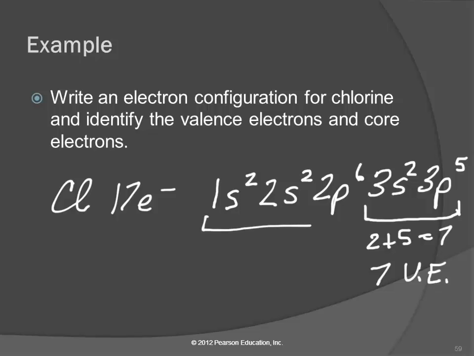Okay, so then these guys over here are the core electrons. So there's 10 of those. That's why chlorine wants to gain 1 electron to get 8. Yes, you're foreshadowing for me. Thank you. We're going to get to that.